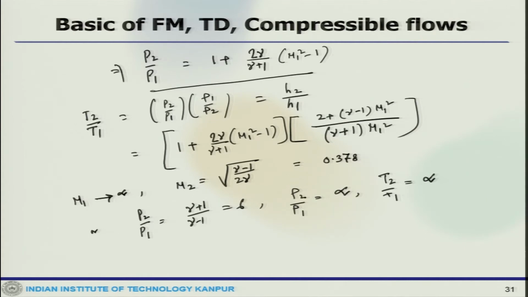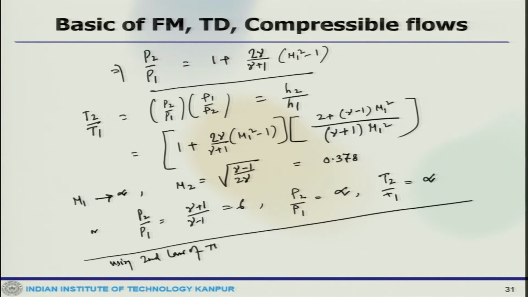So, now using the second law of thermodynamics, we can write H 2 minus H 1 equals C P ln T 2 by T 1 minus R ln P 2 by P 1. So, this is what we have already derived. Now, the H 2 minus H 1 is greater than 0.